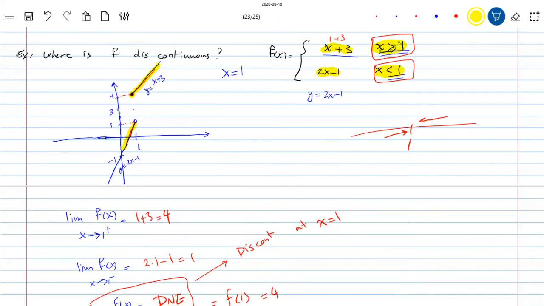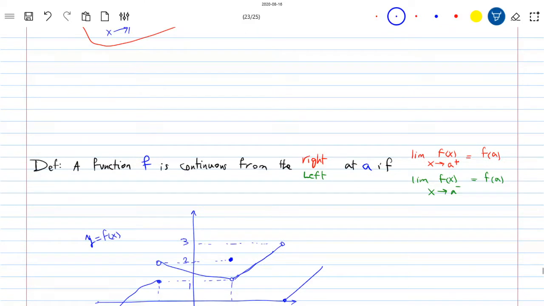If this closed point was not at 4, sorry about that. If this was an open point and on the other side you had a closed point, since the limit on the left and the value of the function would be equal to each other, then you would say, okay, it's continuous from left, not from right. So what we're gonna do is we define the continuity from right or left based on that definition.